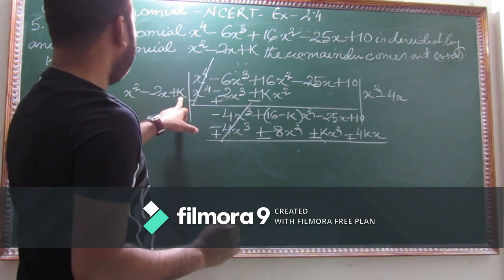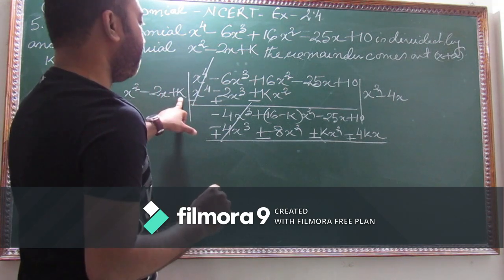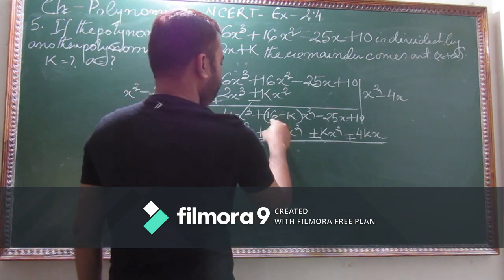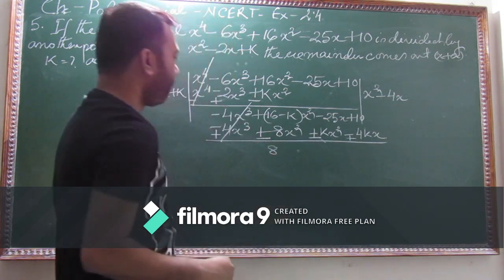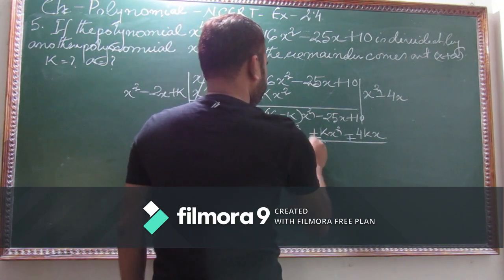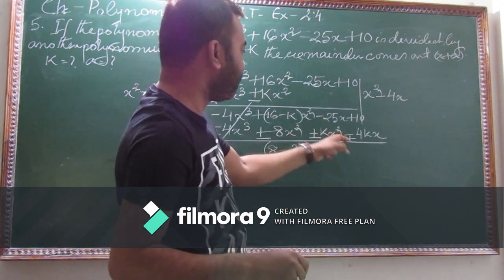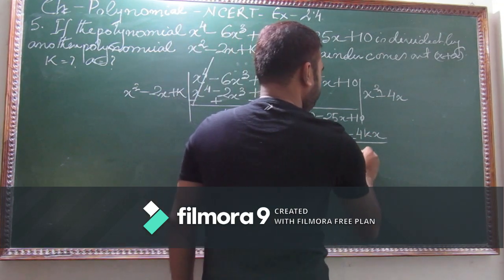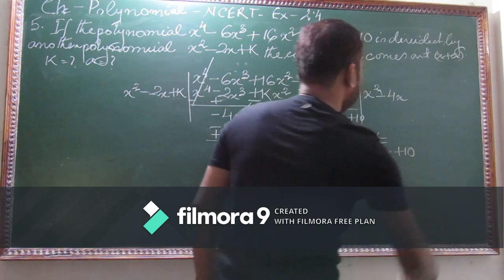Now 16 minus 8 is equal to 8. I have to multiply k into x square, kx square, and plus 4kx. Yes. So 16 minus 8 is equal to what? 8. And here minus k, here minus k, minus twice k into x square. After that, this is 4kx and this is minus 25. So this is plus 4k minus 25 into x plus 10.